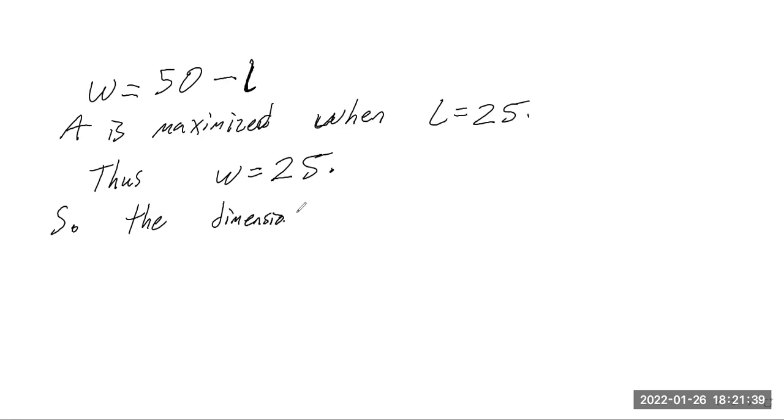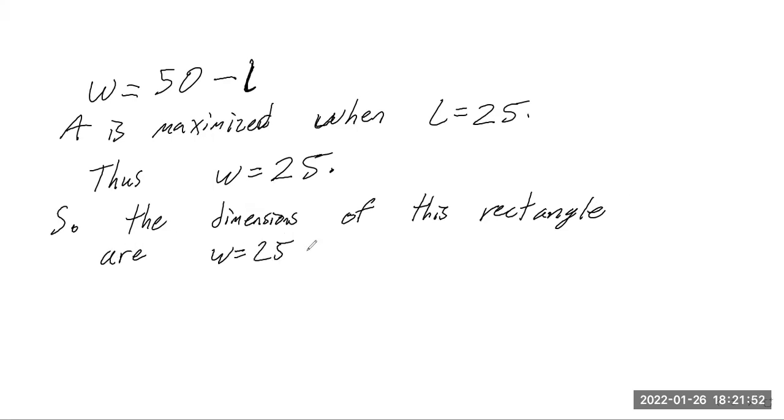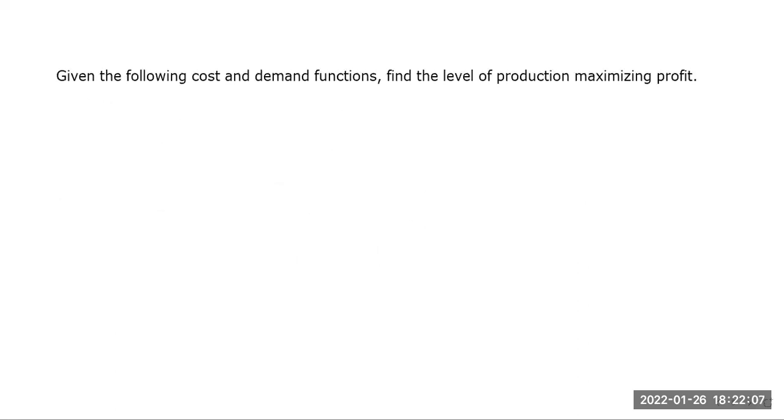So the dimensions of this rectangle are a width of 25 and a length of 25. So it's actually a square with side length 25. And now we will go on to the next question.